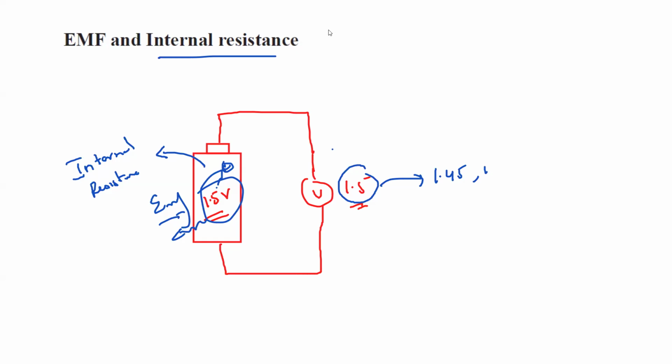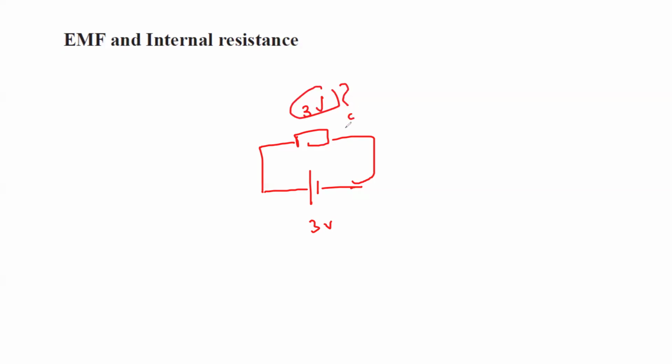In most questions on electrical circuits, we assume that the cell has no internal resistance. For example, if I say a 3 volt supply is there and you connect a resistor, how much voltage will be there? 3 volts. But that is based on the assumption that the cell has no internal resistance. Practically, when you connect a cell and a resistor in the circuit, this will never be 3. It will always be less than 3.